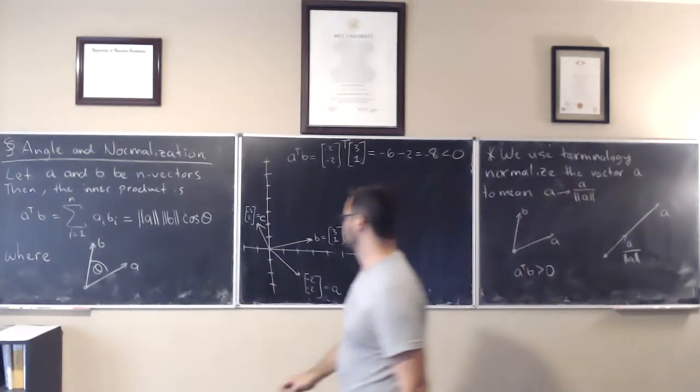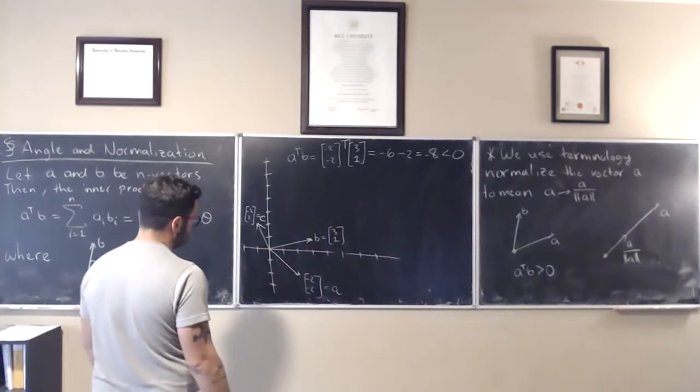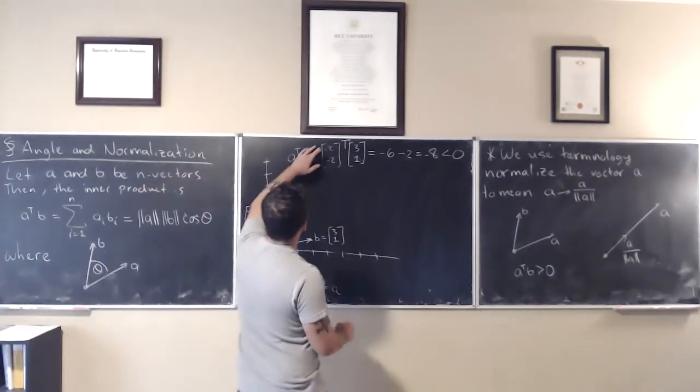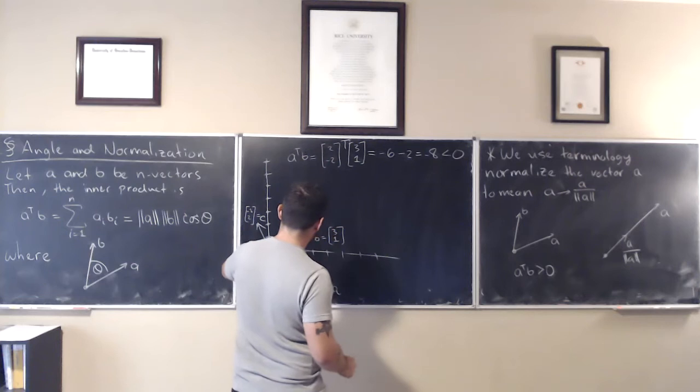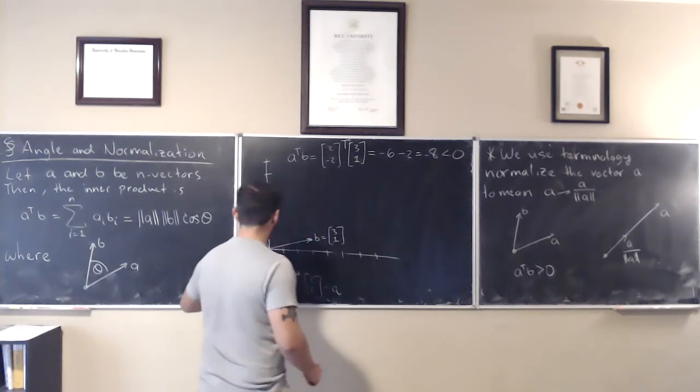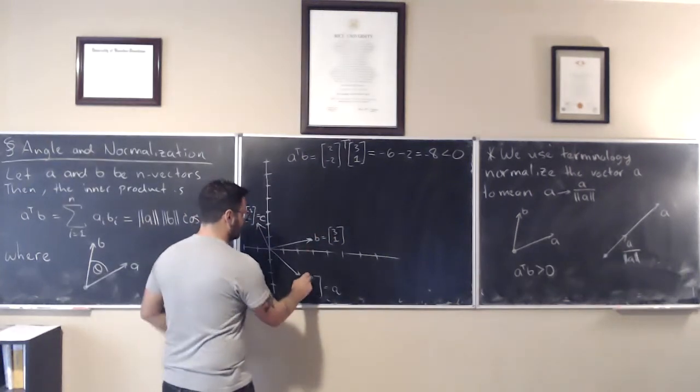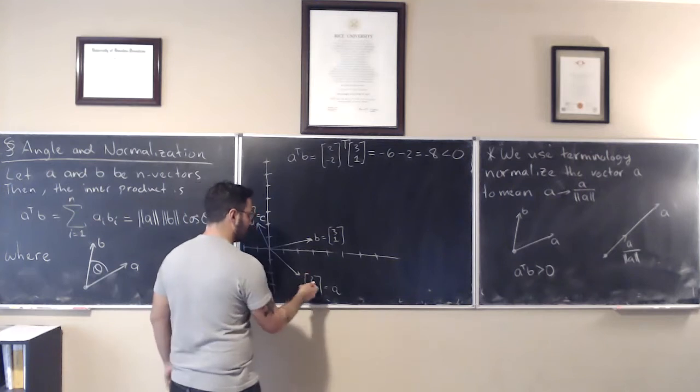Sorry, would A be -2, -2, or 2, -2? Oh, good call. I was too busy trying to see if I could squeeze it over here. Right, like thinking about squeezing it over here, but I actually wrote it over here.